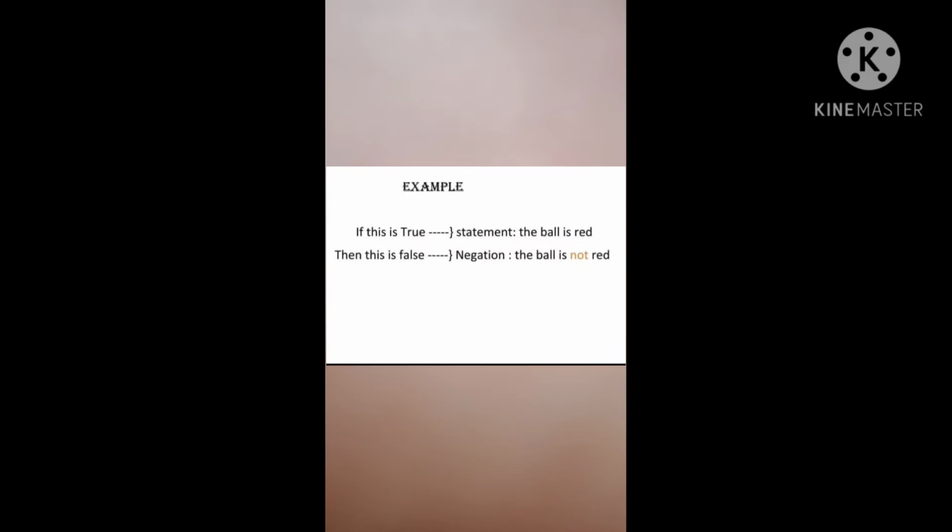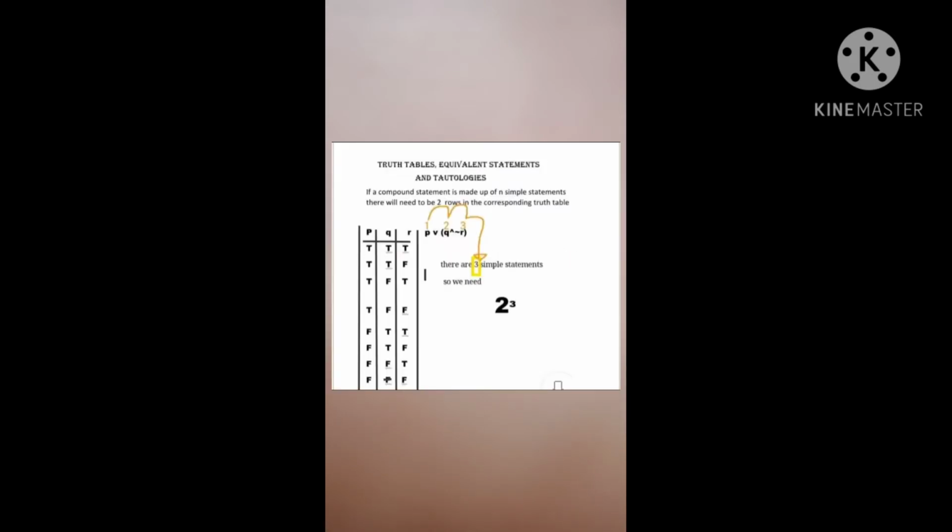So, example, if this is a true statement, the ball is red, then this is false: the negation, the ball is not red. If a compound statement is made up of n simple statements, there will need to be 2^n rows in the corresponding truth table. We have an example in the box. There are 3 simple statements that we need.